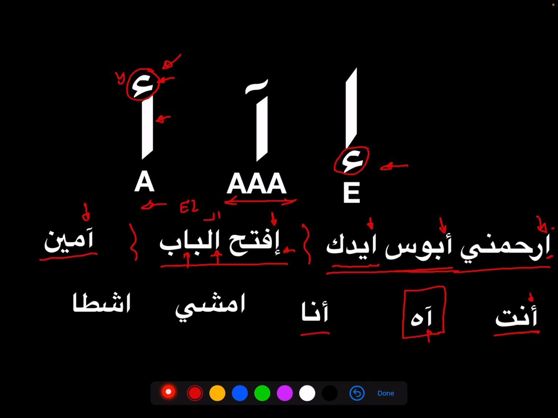The word on the left is ana, which means I. Ana starts with Aleph and it ends with Aleph, but you may notice the difference. The Aleph at the beginning of the word is different from the Aleph at the end of the word. But as long as it has the Hamza on top of it, it's the same. The next word is imshi, and there is an Aleph in the beginning.